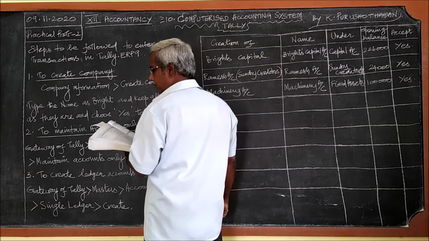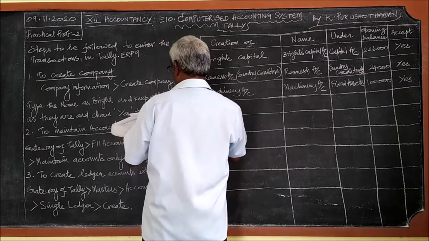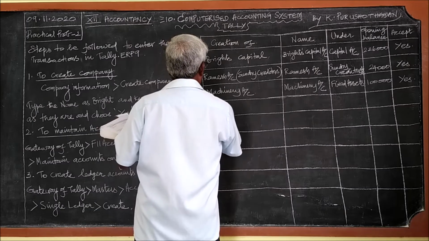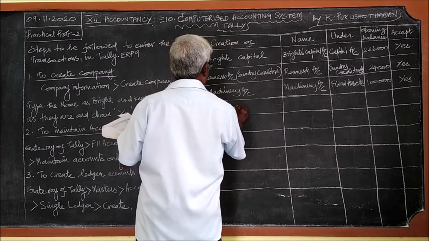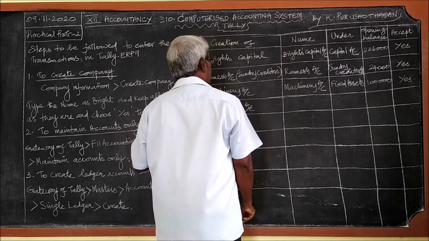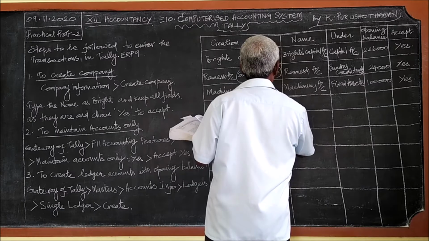Then the next item after machinery, furniture. The same almost like machinery. Creation of furniture account. The name of the account is furniture account only.